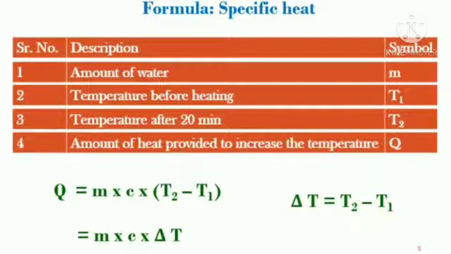So what is the formula of specific heat? Q is equal to M into C into T2 minus T1, which is equal to M into C into delta T, because delta T is equal to T2 minus T1.